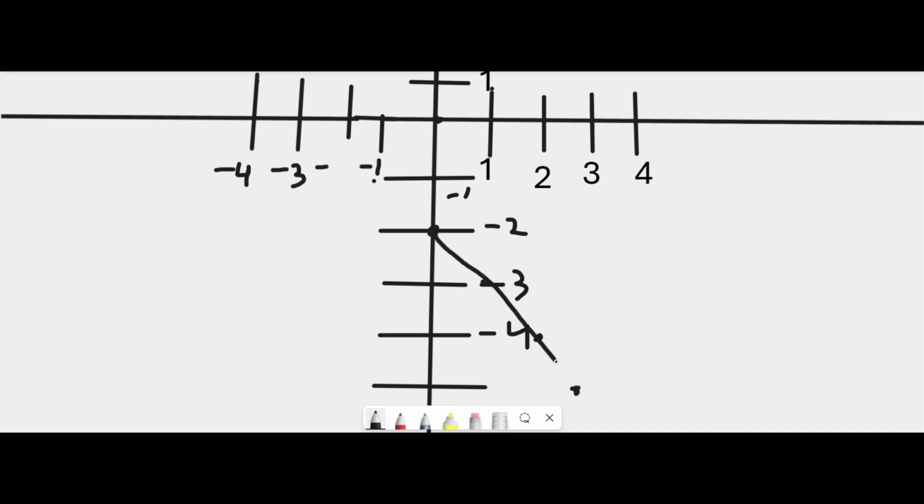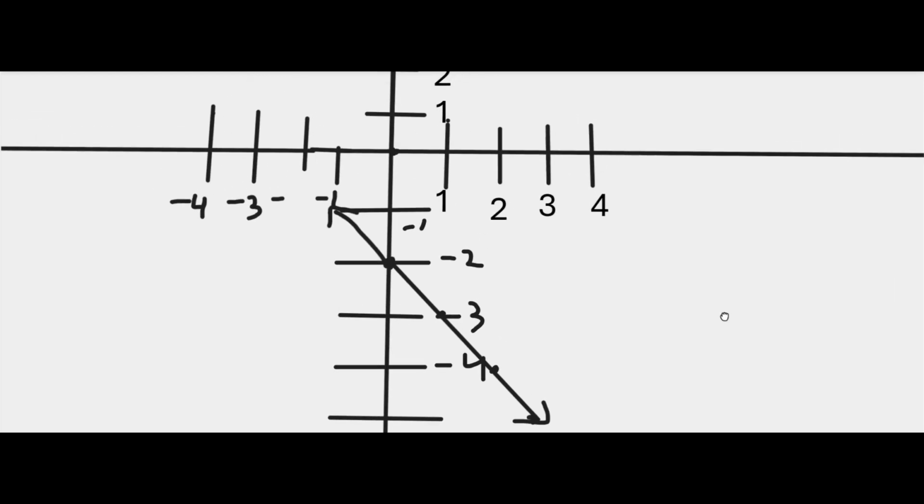We're going to make a line connecting all of them. Oh, I accidentally moved it instead of making a line. So we've made a line with all of them. You can go up a little more if you want. And then we can make our arrowheads. That's not a very good arrowhead. So we can make our arrowheads here. And that is our line.